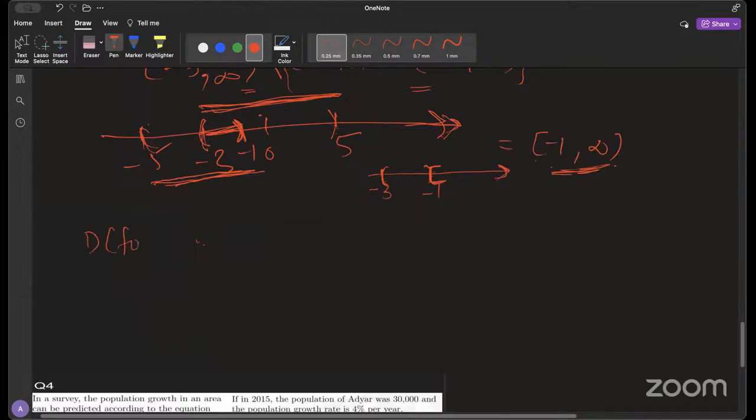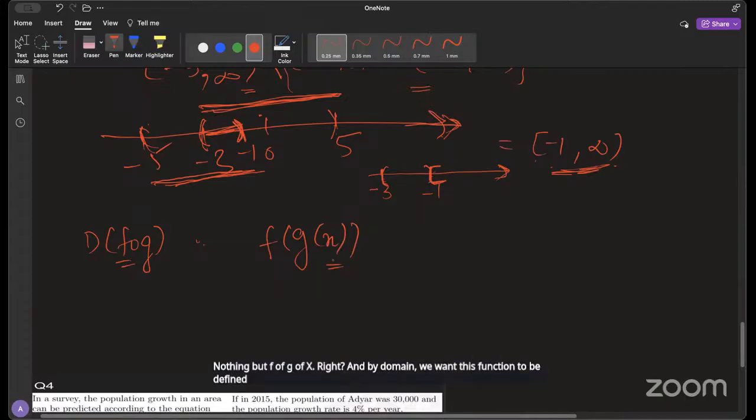Domain of FOG is, first of all, FOG is nothing but f of g of x, right? And by domain, we want this function to be defined, which means we want it to have real values, right?